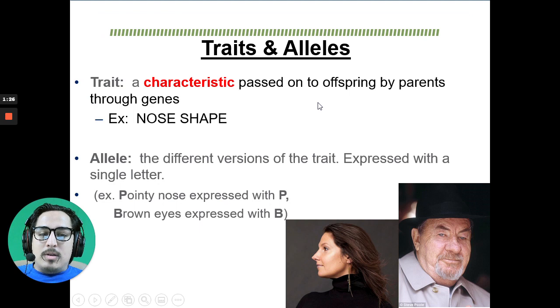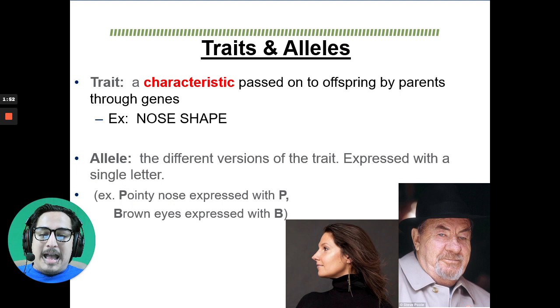Now, the first set of words that we're going to be using are traits and alleles. A trait is a physical characteristic that is passed on to offspring by parents through the genes. For example, nose shape. It could be height, it could be skin color, whatever. Any type of physical characteristic is called a trait.